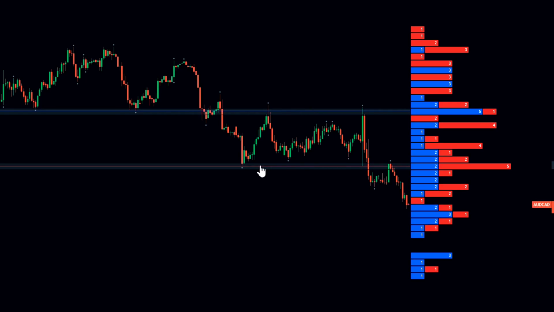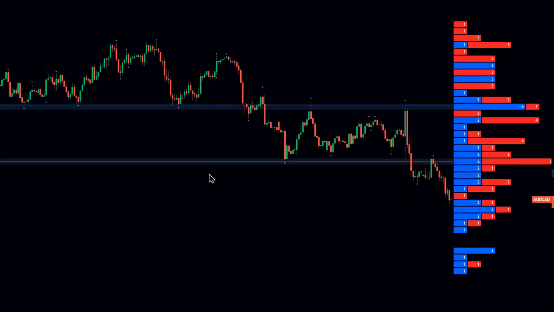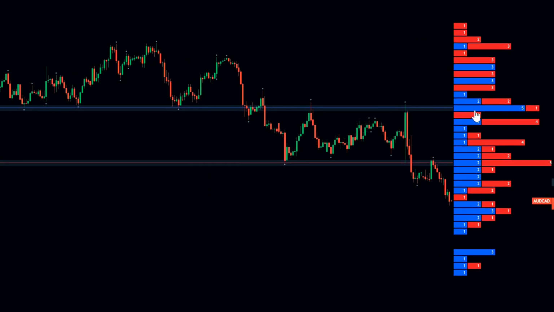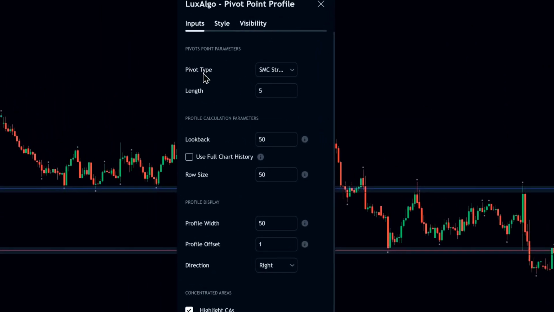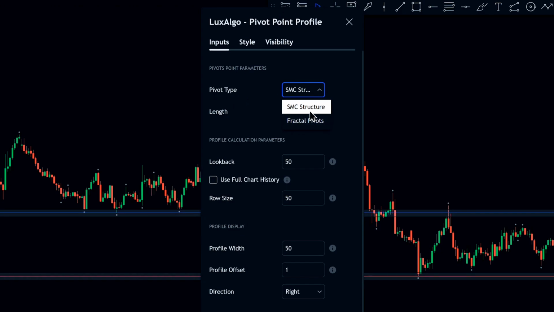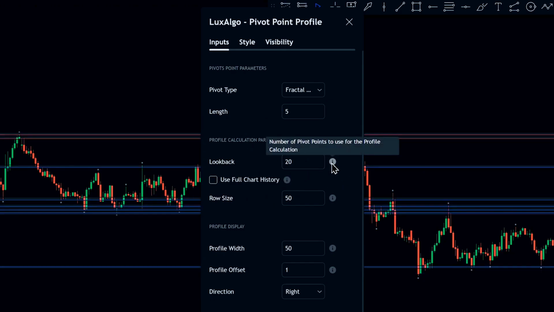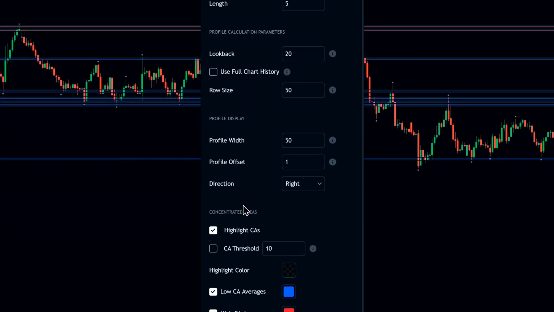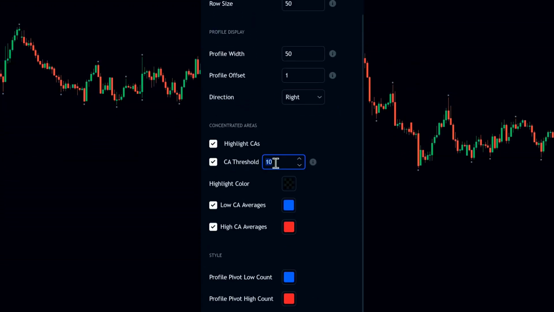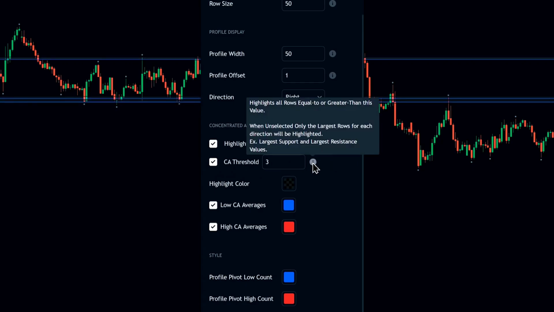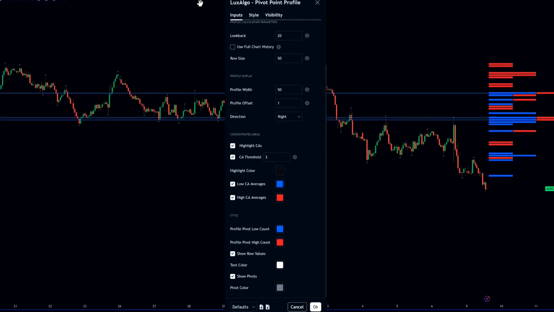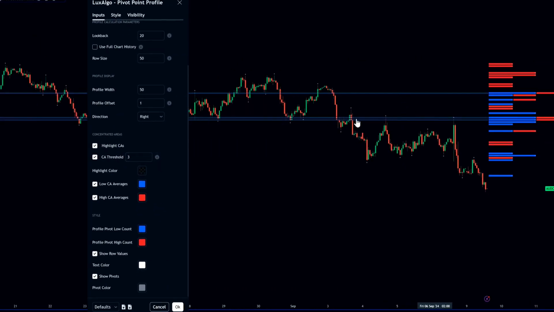Before diving into trading strategies, let's explore the indicator settings to understand how customizable it is. For pivot type, switch to fractal, leave the pivot length at 5, but reduce the look back period to 20, which limits the calculation to the most recent pivot points. Activate the concentrated area threshold and set it to 3. This ensures that support or resistance zones are formed only after being tested 3 times, making them more reliable.